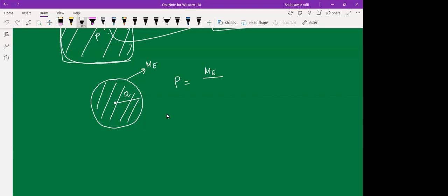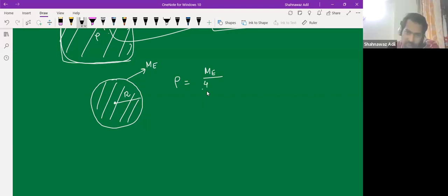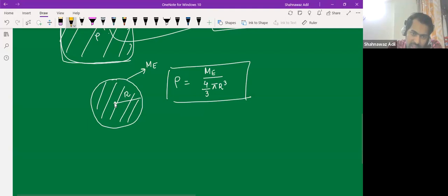4 pi r, so 4 by 3 pi r cube. That is the volume, right? Correct? Now, let's say I take a small volume here. So let's say I take this volume from this point to this point, the mass would be different. I'm taking some portion of mass, right?